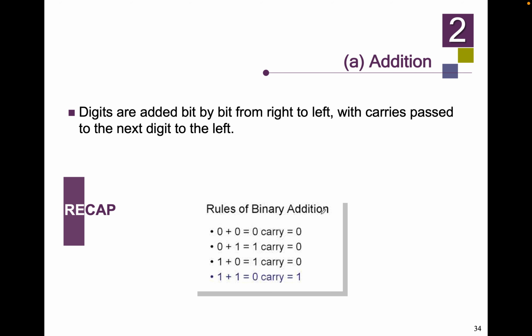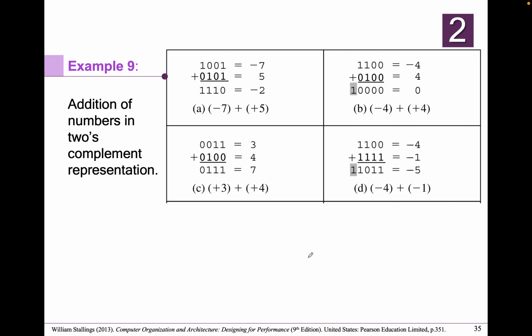Okay, this table I already showed you the value. This is a recap. 0 plus 0 you get 0 as the sum. 0 plus 1 you will get 1 as the sum. 1 plus 0 you will get 1 as the sum. All have carry 0, but when you have 1 plus 1 you will get sum as 0 and carry as 1. This one I already showed you, right?